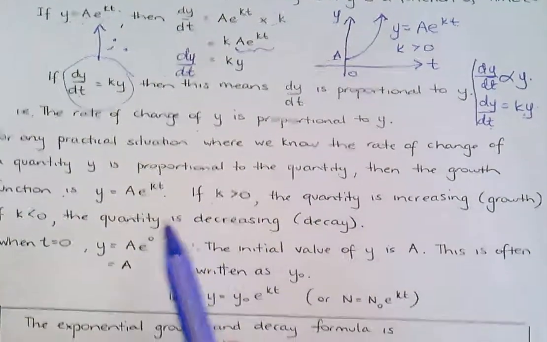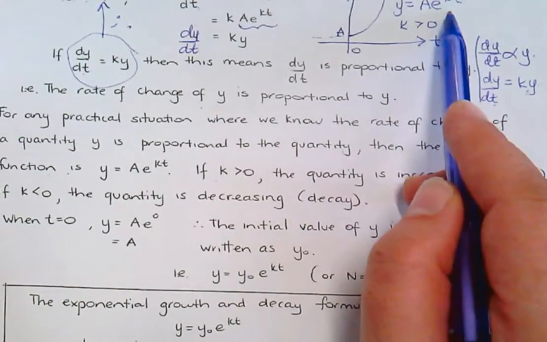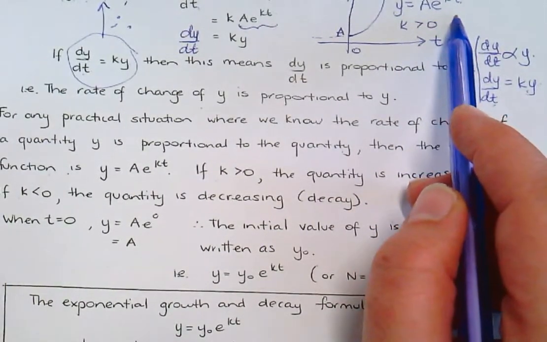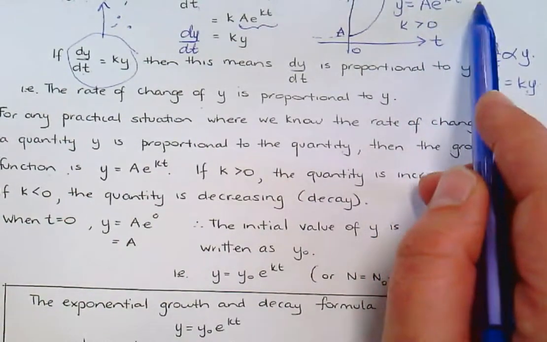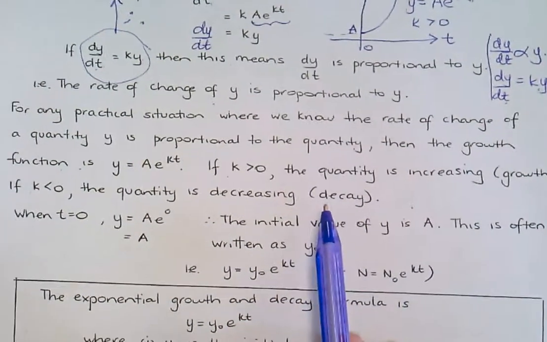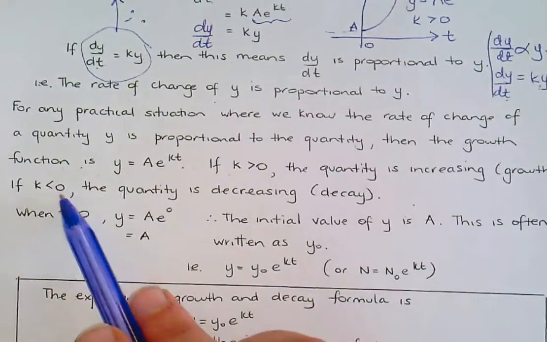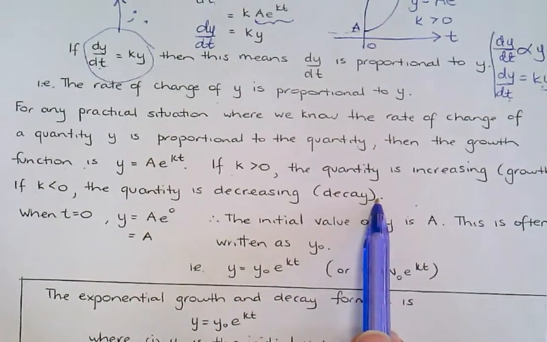But if k is less than 0, we're going to be putting a negative in front of the k. So if we've got e to the negative something, we've got exponential decay, not growth. So if k is less than 0, the quantity is decreasing. In other words, we have exponential decay.